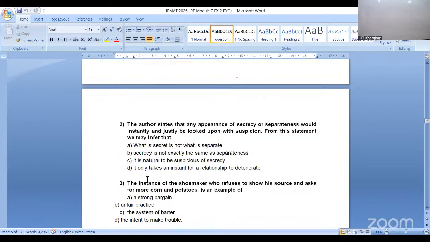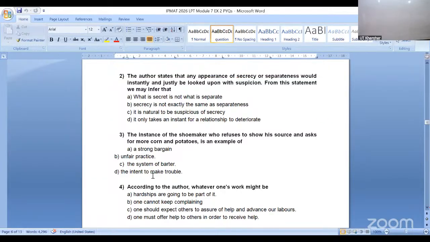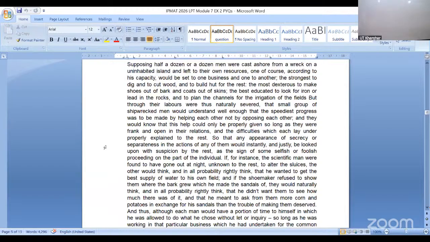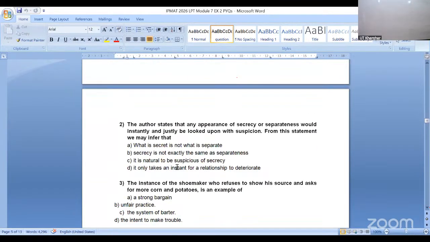Okay. Question number 2. What can you infer from the statement? The author states that an appearance of secrecy or separateness would instantly and justly be looked upon with suspicion. So what do you infer from this? If there is suspicion, what happens after that? What does the passage say about this? No one got the answer to this? Anyone who's got the answer, please unmute and tell me.